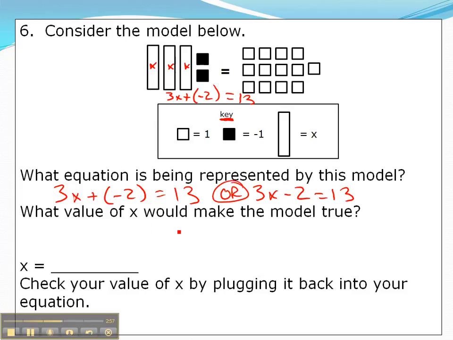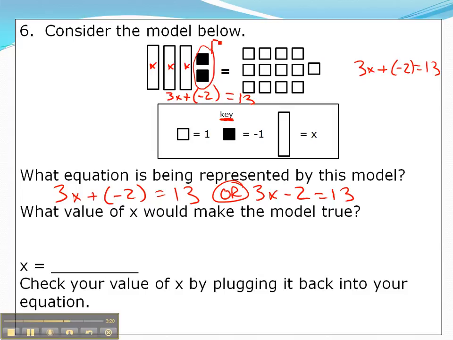Okay, what value of x would make this model true? Let's do it 2 ways. We'll solve it with the model and with the equation. I can't take these 2 black squares off the left side. The reason I can't do that is because I have to do the same thing on the right side, and I don't have any black squares on the right side to subtract.